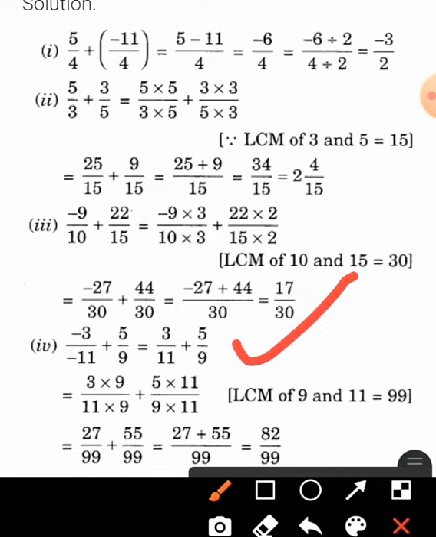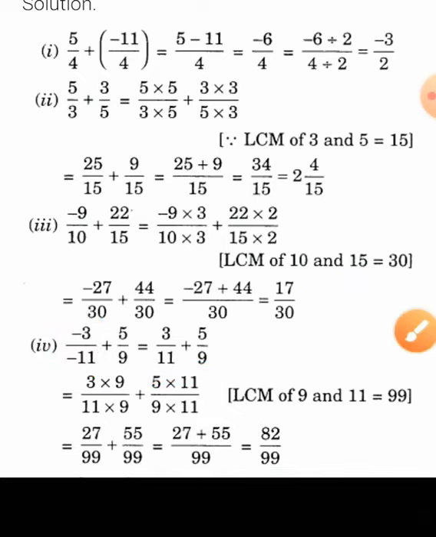3 upon 11 plus 5 upon 9. So this is your fraction. Now we have to solve this. The minus will be removed because it is given two times, in the numerator and in the denominator. Hope I am clear with this.